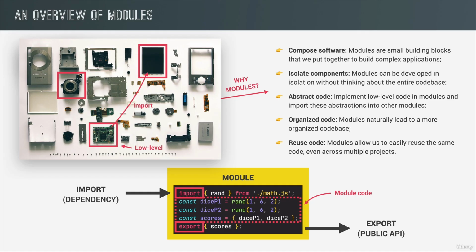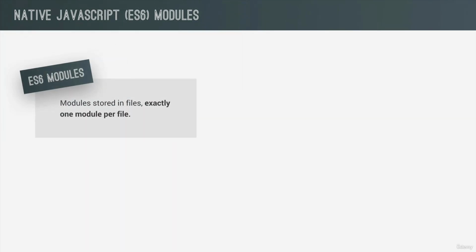Alright, so this is how modules work in software design in general. But now let's take a look at modules specifically in JavaScript. So as of ES6, JavaScript has a native built-in module system. Now, we did have modules before ES6, but we had to implement them ourselves or use external libraries. So, ES6 modules are modules that are actually stored in files. And each file is one module, so there's exactly one module per file.